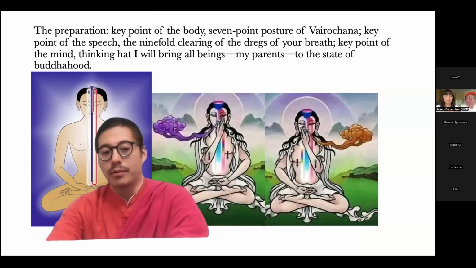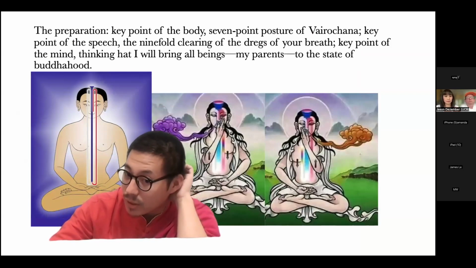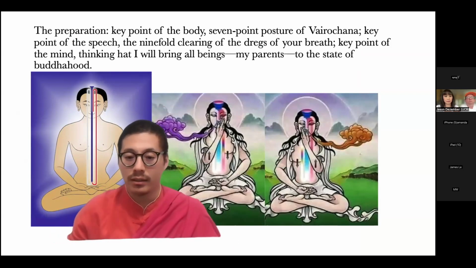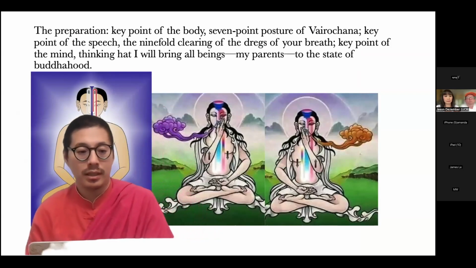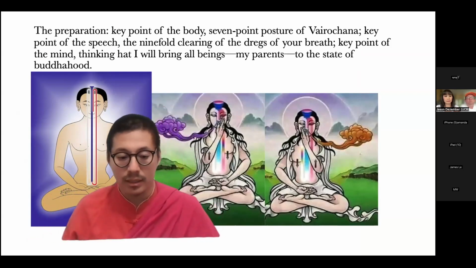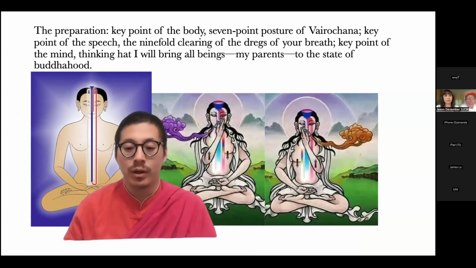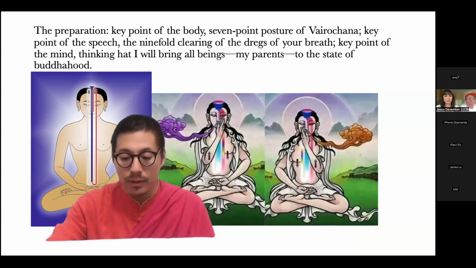Of course, for the preparation to start, I don't have to mention the key point of the body, which is the seven-point Vairocana posture; the key point of speech, the ninefold clearing of our stale winds or the dregs of our breath; and the key point of the mind, reflecting on bodhicitta, the precious mind of enlightenment, thinking that we are going to practice shamatha or vipassana for the benefit of all sentient beings. These are the preliminary practices that we need to engage in.